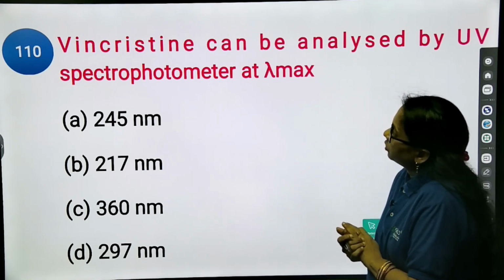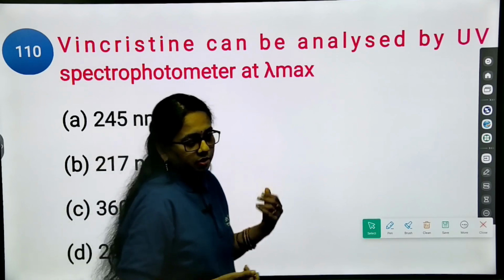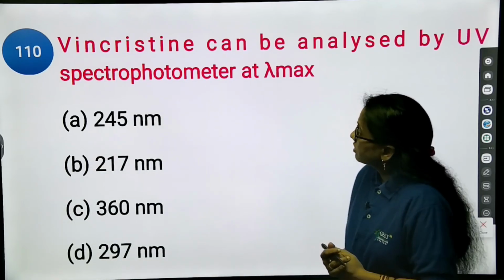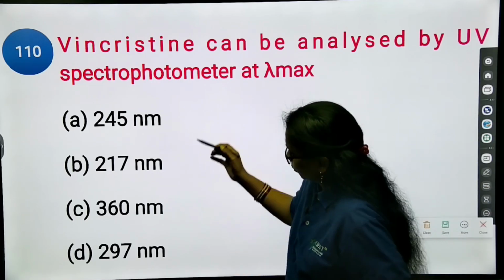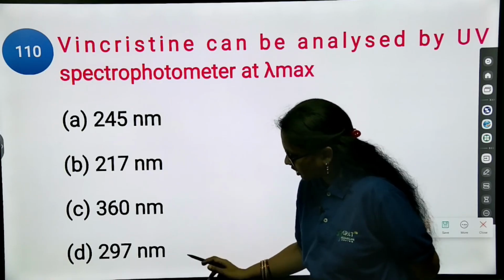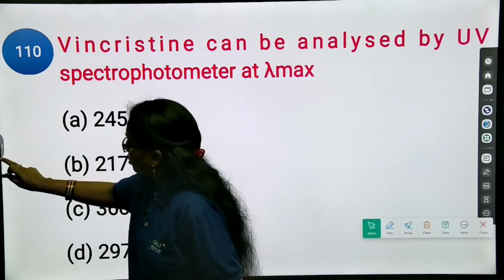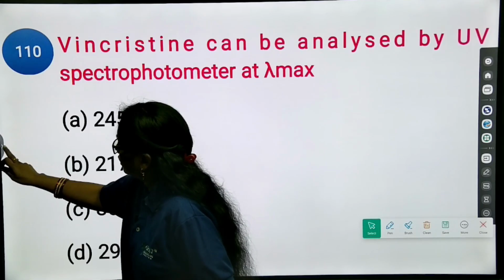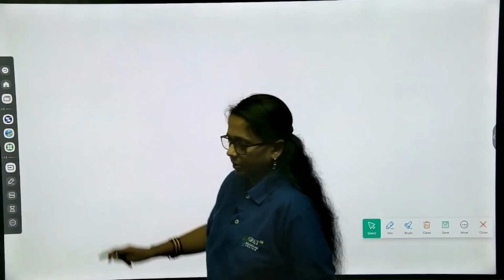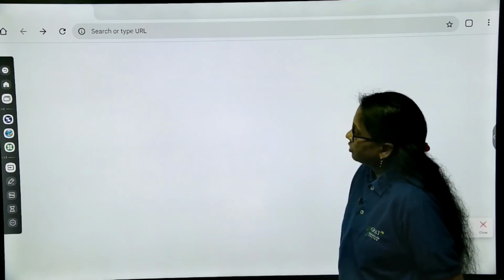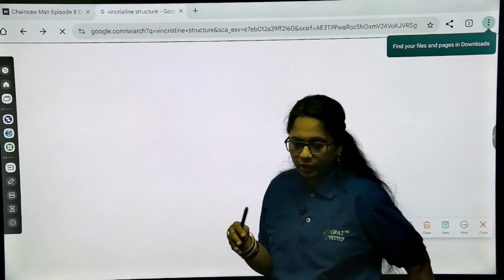But now the question is vincristine. Vincristine can be analyzed by UV spectrophotometry because it is a Vinca alkaloid, and we can determine this at lambda max. How can we calculate this lambda max? If you observe the options they have given, 245, 217, 360, 297, all these nanometer values are in the UV region only. If you observe the vincristine chemical structure, you can say that this is a very complicated structure.